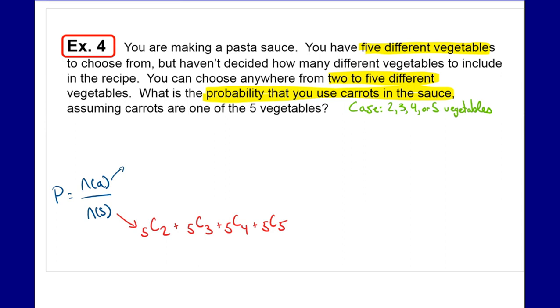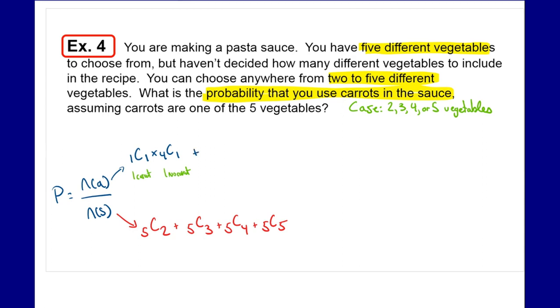So in case 1, looking at the 2 vegetables, if I choose 2 vegetables, one of them has to be carrots because the successful outcome is looking for carrots. So I have 1 carrot, choosing it, multiplied by 4 other options, choosing 1. Right, so that's 1 carrot and 1 no carrot. I'm not going to write that for everyone, but it is the same kind of concept.